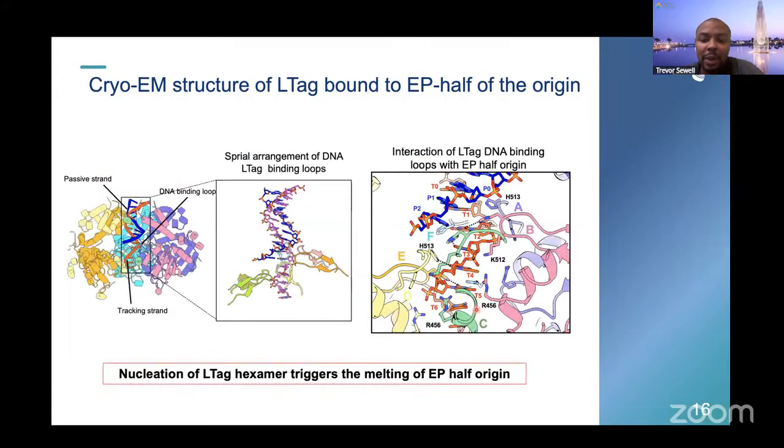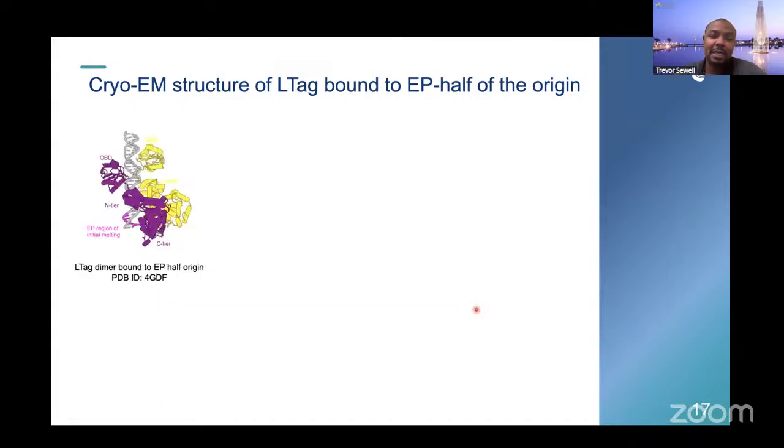To identify where exactly this melting occurs, because in this structure we do not have base pair resolution, we revisited a crystal structure of LTAC dimer bound to the EP half origin, the part that we are currently working with. And that crystal structure has a high resolution that could resolve the base pair.